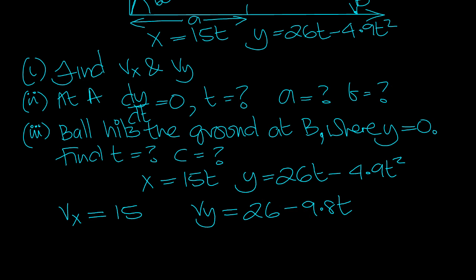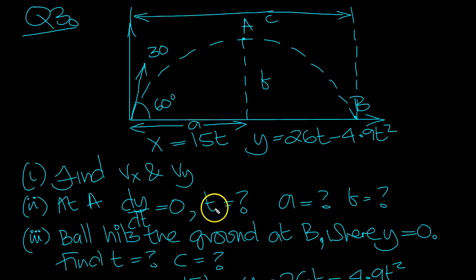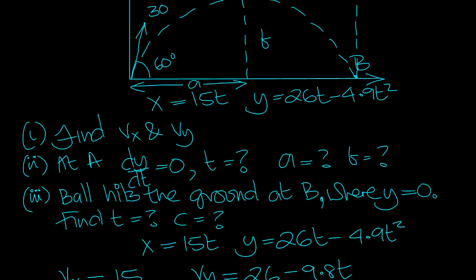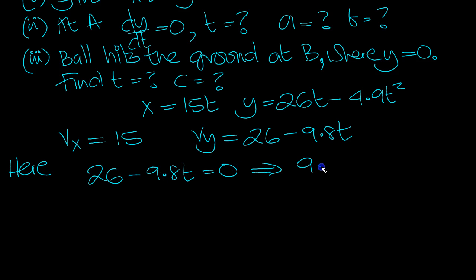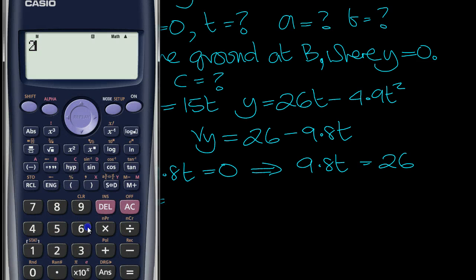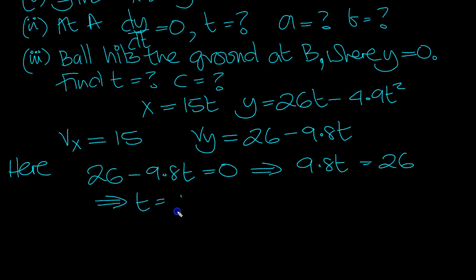At A, which is the highest point, dy/dt is 0. What's the time and what's the value of A and B? So when does dy/dt equal 0? Here, 26 minus 9.8t equals 0. So 9.8t, move that over the other side, will equal 26. And then the time will equal 26 over 9.8, 26 divided by 9.8, 2.653. That's the time.